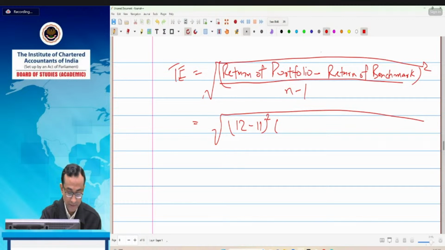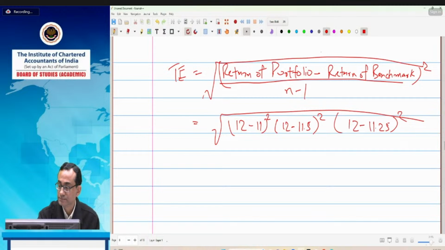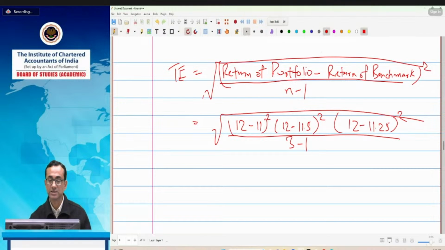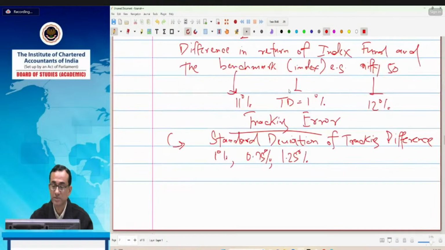And then the difference for the second year, and for the third year, the difference is calculated. The number of years is 3, so it will be 3 minus 1. In this way, the tracking error is basically calculated. So it is basically the standard deviation or divergence of the tracking differences, how much divergence is taking place.